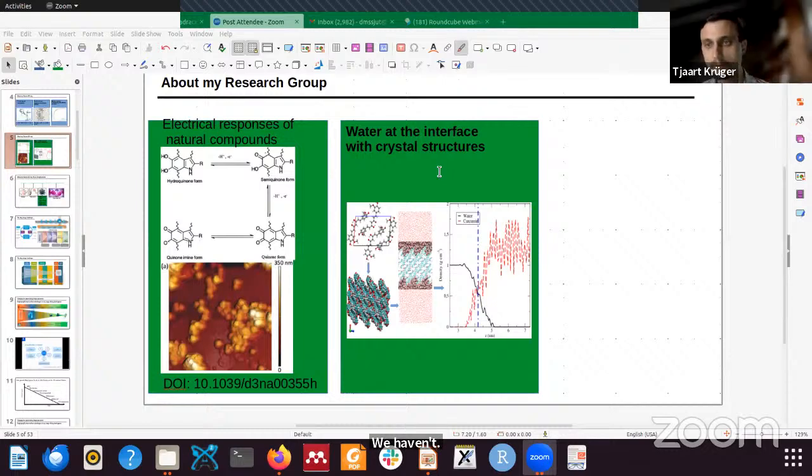Okay, and a question about the force field. So how accurate are the force fields you are using in your MD simulation?